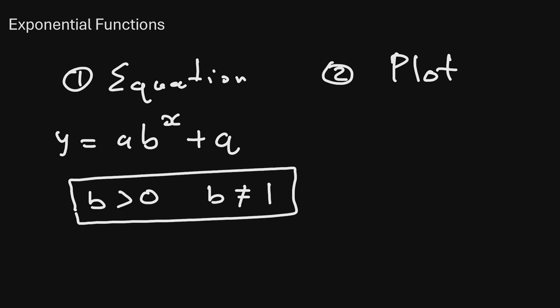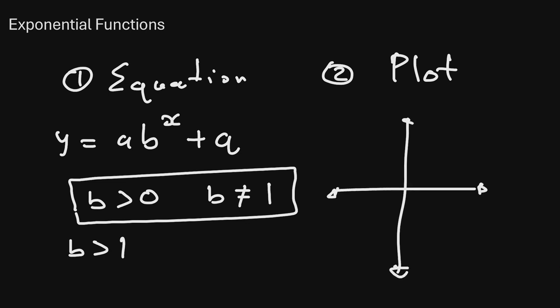This value of b tells us whether our function is an increasing function or a decreasing function. If the value of b is greater than 1, we're going to have an increasing function. If I plot it here, our function will be something like this. If we move from left to right, the values of our function increase, because b is greater than 1.